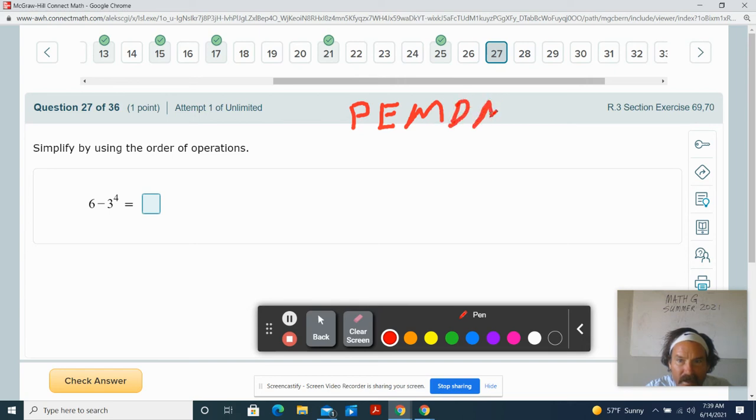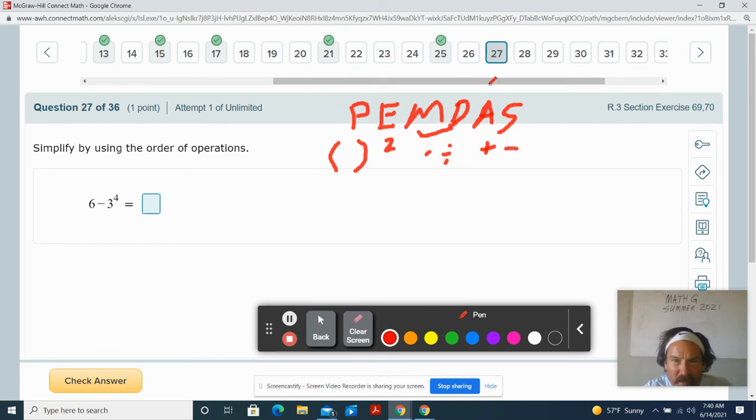I'm going to talk about this a little bit more today during the lecture. So basically, it stands for the way we're going to be doing a math problem. The P stands for parentheses. The E stands for exponents. The M and the D stand for multiply and divide. And the A and the S are addition and subtraction.